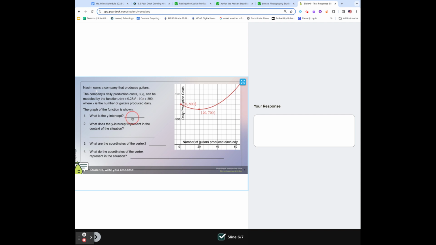What is the y-intercept? So once again, you do have an interactive graph, or you can also interpret it here. What does the y-intercept represent in the context of the problem? What does it mean? 800 what? 0 what? And what are the coordinates of the vertex? The vertex is the turning point where this graph changed from decreasing to increasing, the low point. What do these coordinates represent, the 20 and the 700? 20 what? 700 what in the context?